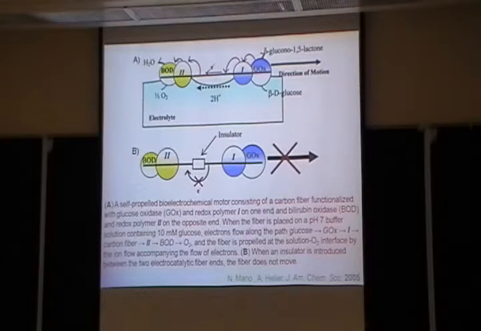So this is another design. It seems to be like a general principle for motor design, if you will. So how large did you say it was? This is several millimeters long. How fast is it? I don't remember. I'm sorry. Seems reasonably well. Yeah, I don't know these ones.